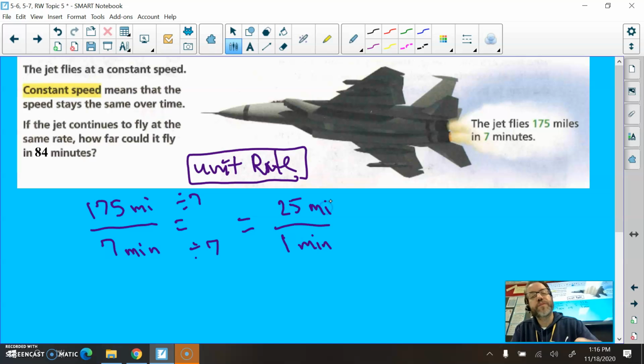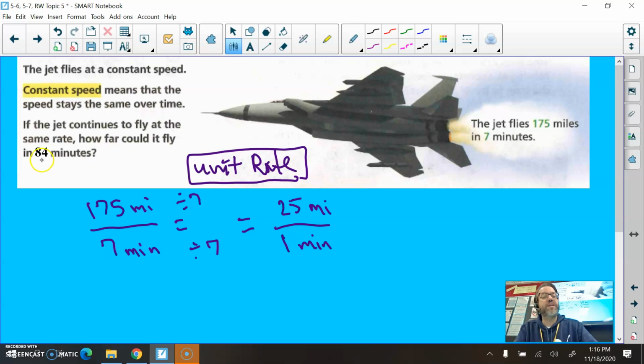Okay? So 175 divided by 7, you can use your calculator, but that's going to be 25 miles per minute. By the way, if you wanted to know what is that in miles per hour, because we always think miles per hour, since there are 60 minutes in an hour, you could take 25 times 60 and you'd get, well, 1,500 miles per hour. Wow, 1,500 miles per hour. Woo, that's pretty fast.